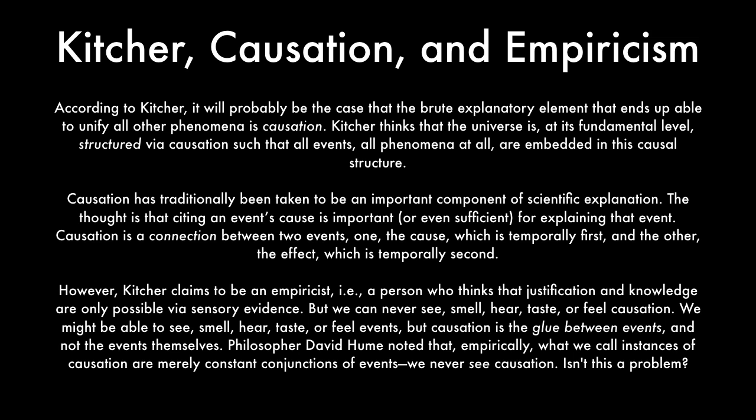Philosopher David Hume noted that empirically, what we call instances of causation are merely constant conjunctions of events. We never see causation. So isn't this a problem for an empiricist like Kitcher to say that causation is important to his explanatory picture?